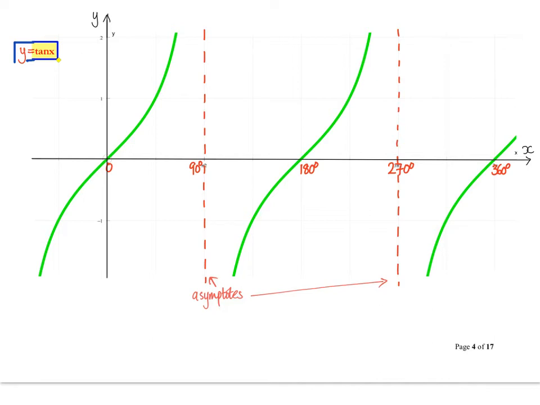The graph actually has a period of 180 degrees. It repeats itself after 180 degrees.